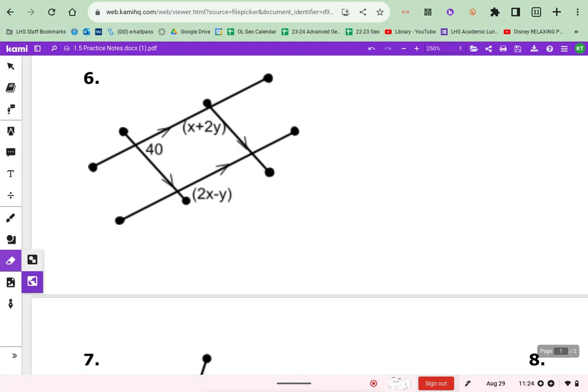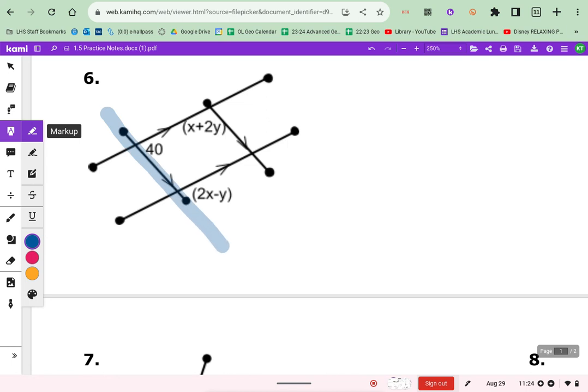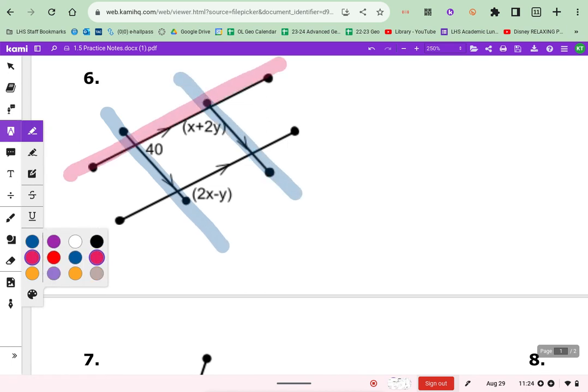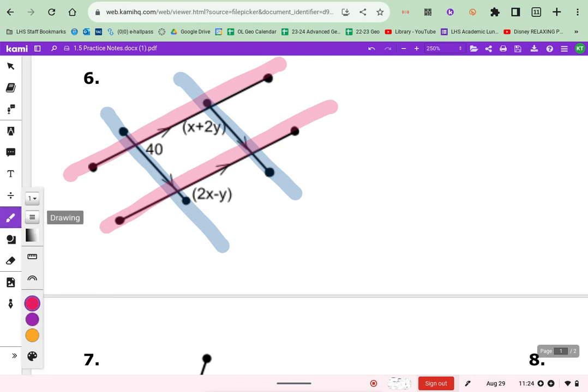Okay, so I'm going to highlight parallel lines. We have two different sets, so I'm going to use two colors to highlight my different parallel lines. All right, okie dokie. So we have expressions this time instead of just solving for this angle 1. So we're going to be writing some equations for sure.